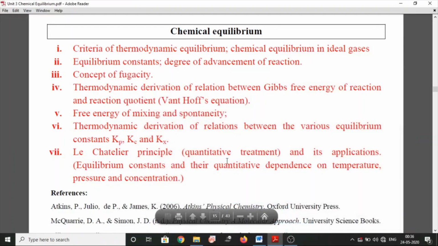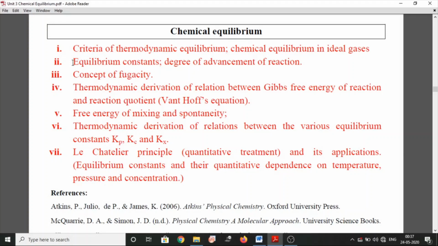Hello. In a series of lectures, we will discuss various topics associated with chemical equilibrium. We'll first start with the topic called criteria for thermodynamic equilibrium. Then we'll apply those criteria to ideal gases in equilibrium. Then we'll discuss equilibrium constants, various equilibrium constants and degree of advancement of reaction.